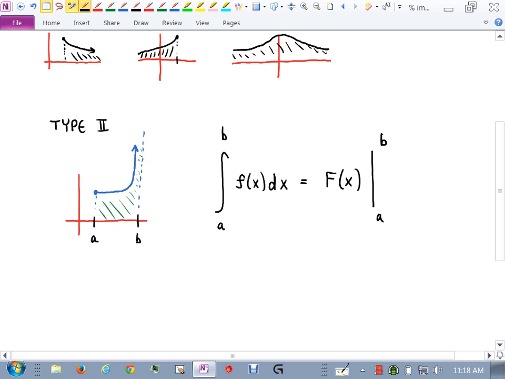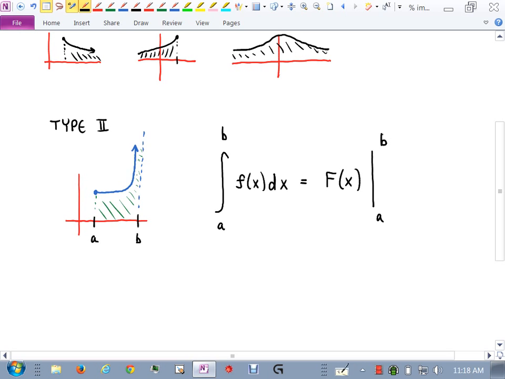But I will have a problem plugging in b, won't I? Because at b the function isn't defined, it's an asymptote. So since I can't plug b in, I have to see what happens as I approach b, right? So the b is going to be a limit also. But look at the picture. Which side of b would you have to approach from in this particular picture? The left side, right?